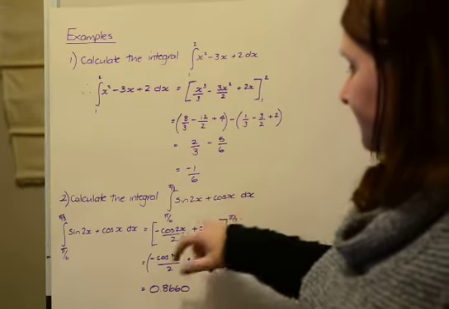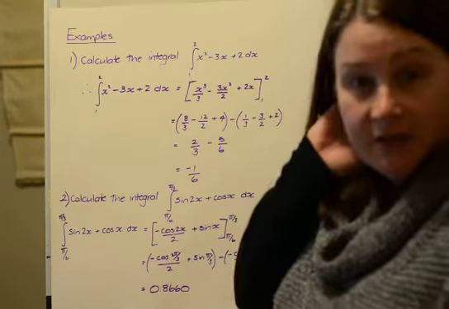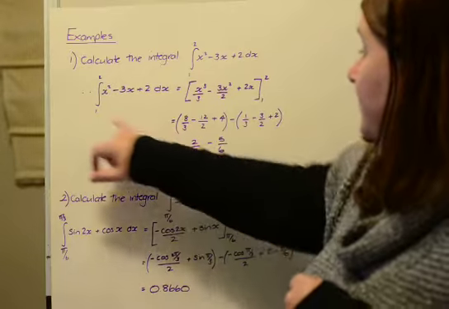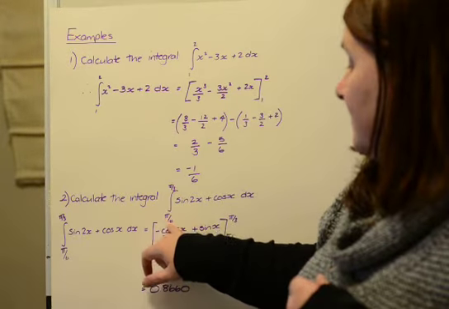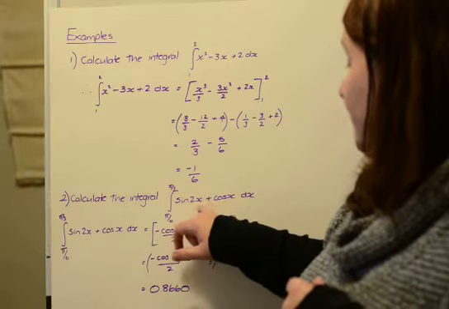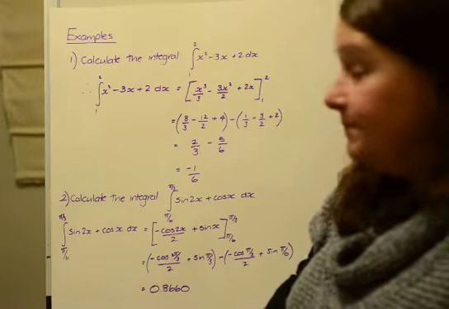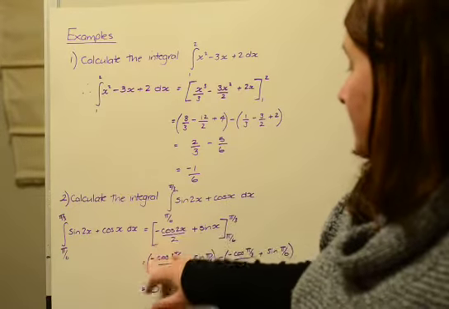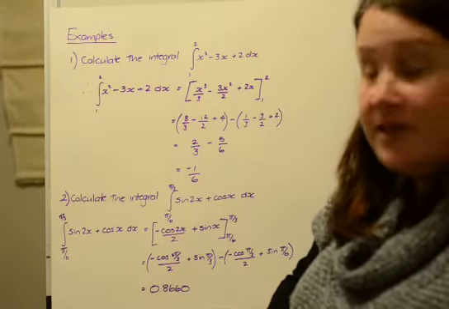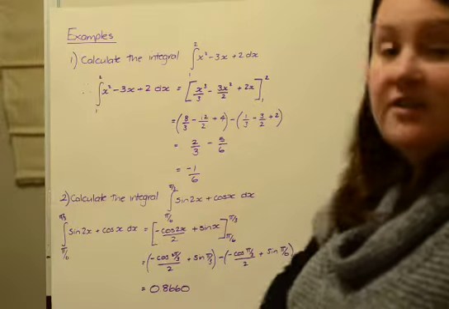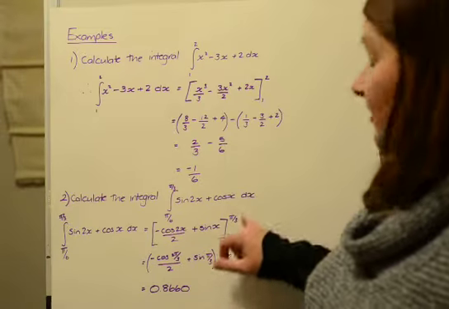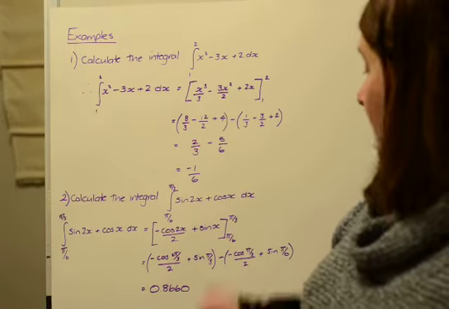trigonometric point of view. Our limits can be in radians as well as just normal numbers. And that's the integral between pi by 6 and pi by 3 of sine 2x plus cos x dx. Okay, well, sine 2x integrates to negative cos 2x over 2, and cos x integrates to sine x. And again, we've got these square brackets and our limits at each end.